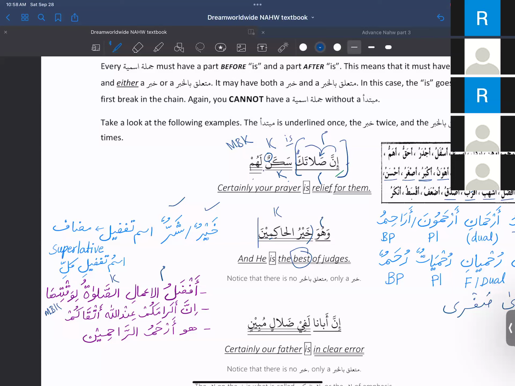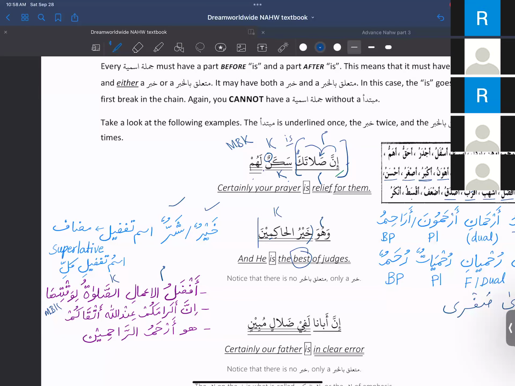Inna is harf nasab. Akrama is the ism of inna. And akrama is ismu tafdeel. What role is ismu tafdeel playing here? Mudaf. It's the superlative degree. Why is it superlative?